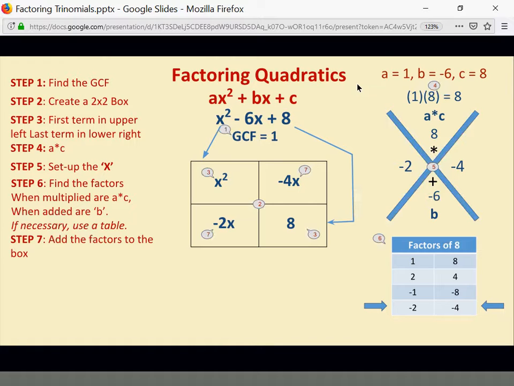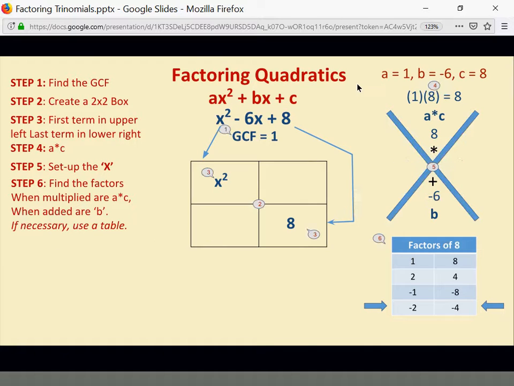Okay? Add the factors to the box. Okay? Here. Once I add negative 2 and negative 4, and I'll go back, you see I added the factors to the box. They become the coefficients for the x term.